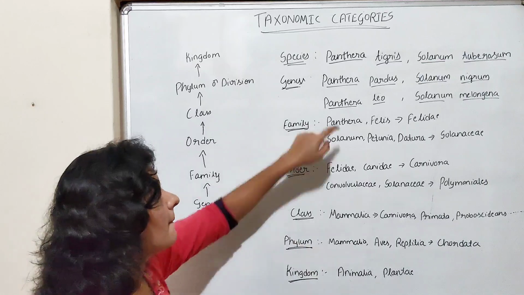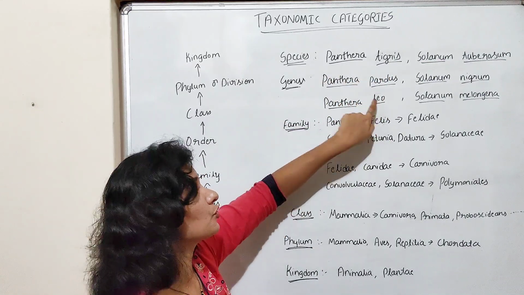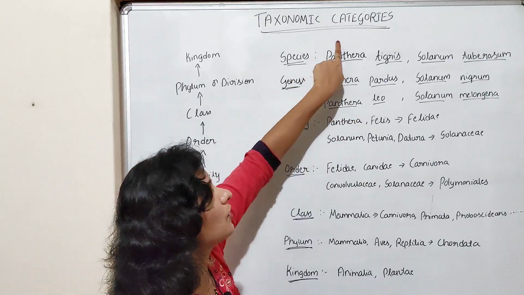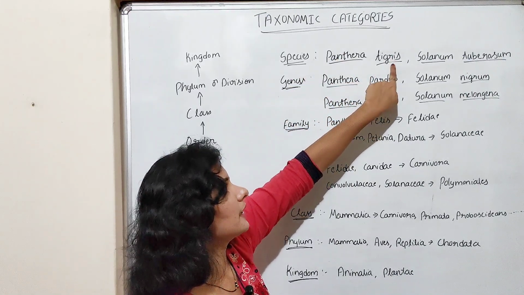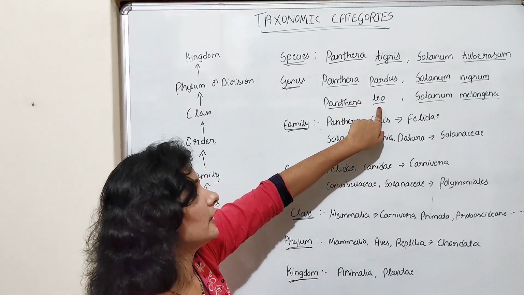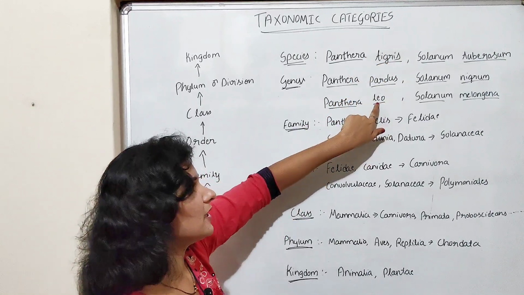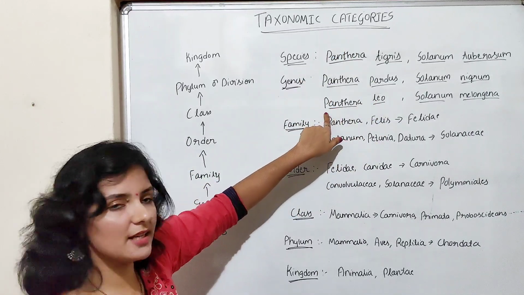For example, Panthera tigris, Panthera pardus, Panthera leo. All these 3 animals belong to the genus Panthera. Panthera tigris is a tiger, Panthera pardus is a leopard, Panthera leo is a lion. So though they are 3 different species, they belong to the same genus, that is Panthera.